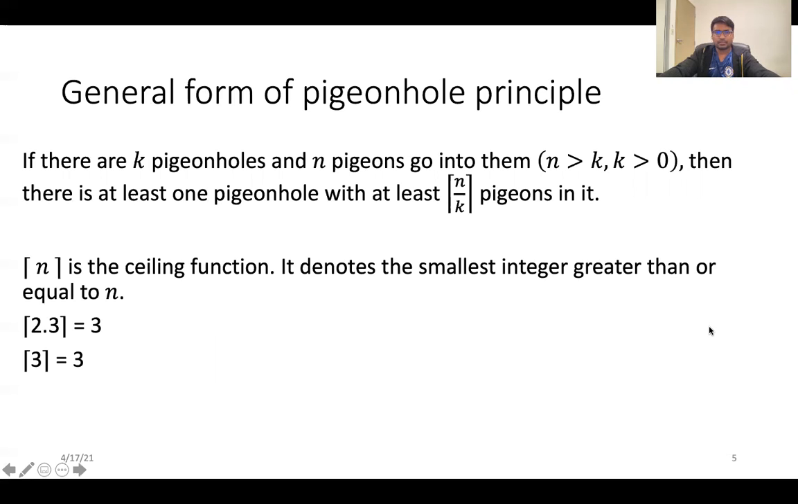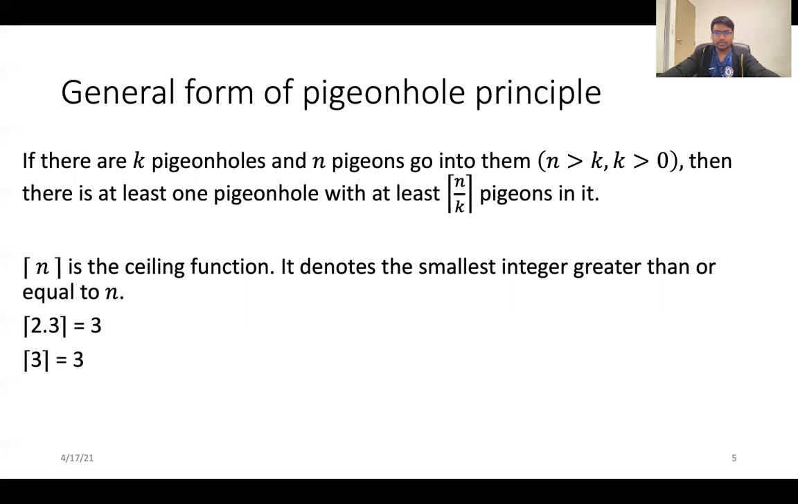And I'll go to the general form of the pigeonhole principle, which says that if there are k pigeonholes and n pigeons going to them, then there is at least one pigeonhole with at least ceiling of n by k pigeons in it. So what is the ceiling function? Ceiling of n denotes the smallest integer that is greater than or equal to n. You can see a couple of examples here. Ceiling of 2.3 is 3 because 3 is the smallest integer that is greater than 2.3, and ceiling of 3 is 3 itself because the equality condition plays out here.